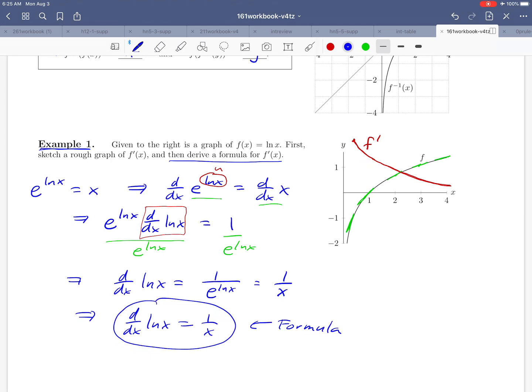Okay, and what do you think? How well does this formula match our picture? Okay, so if we've done everything right, that means that this f prime of x up here should be equal to what we got, 1 over x. Does this look like the graph of 1 over x to you? If you think about it for a minute, it does, because 1 over x is a function that gets smaller as x gets bigger. Okay, so nice graphical match to the formula that we just came up with.